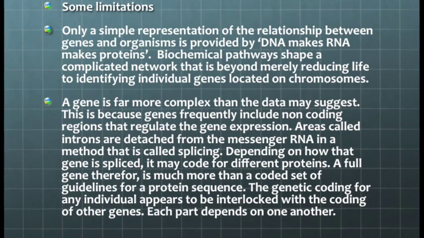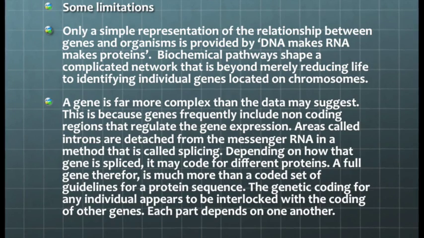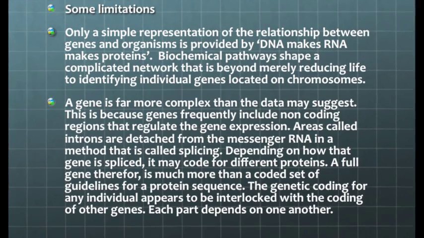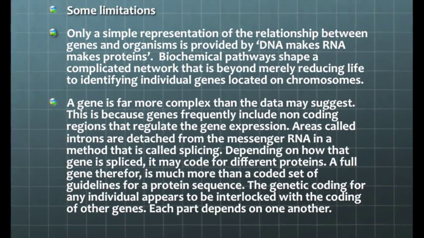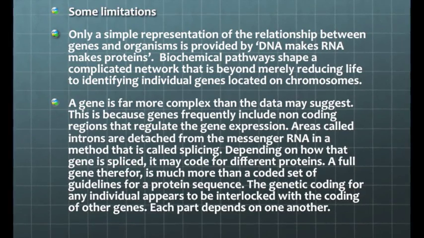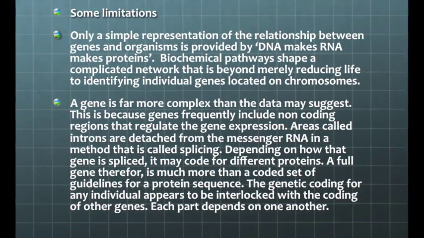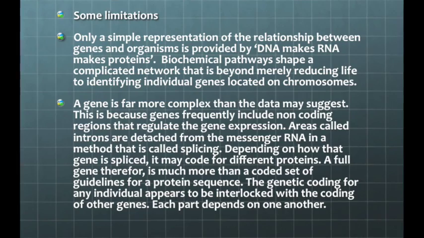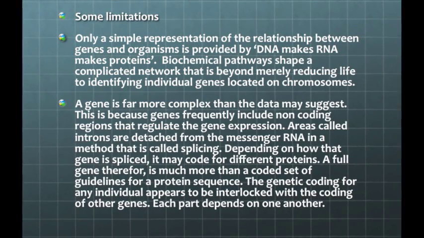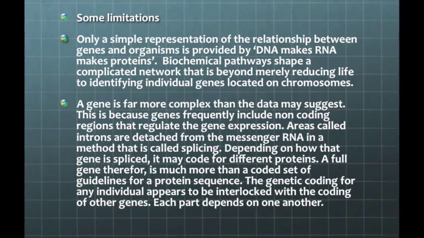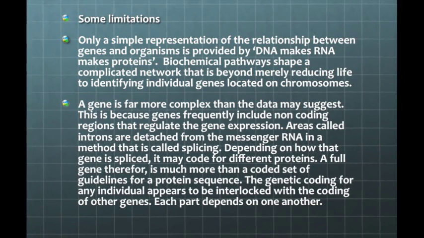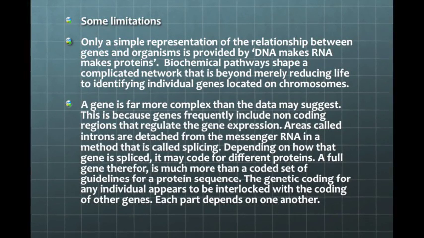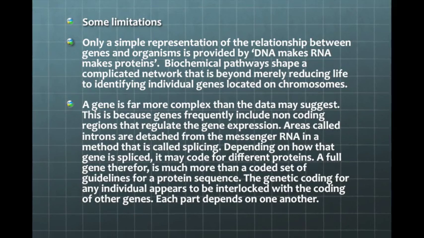Some limitations are that only a simple representation of the relationship between genes and organisms is provided by DNA makes RNA makes proteins. Biochemical pathways shape a complicated network that is beyond merely reducing life to identifying individual genes located on chromosomes. A gene is far more complex than the data may suggest. This is because genes frequently include non-coding regions that regulate the gene expression. Areas called introns are detached from the messenger RNA in a method that's called splicing. Depending on how the gene is spliced, it may code for different proteins.